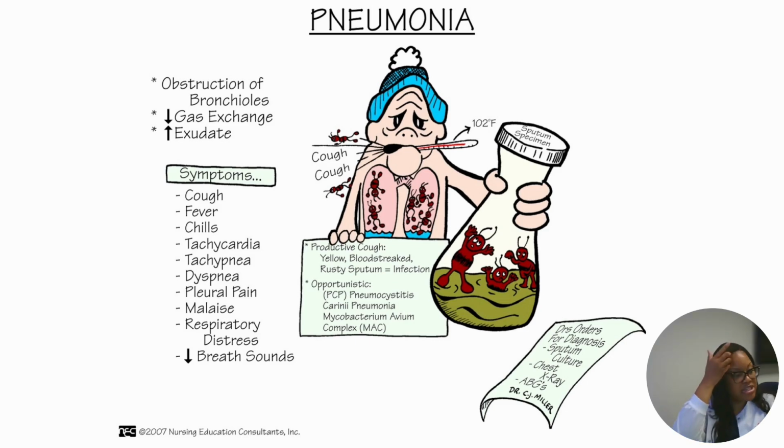They could have decreased breath sounds. They could be complaining of joint pain and aching all over their body. So you want to be aware of different things, because pneumonia can show up in different ways. They may have activity intolerance, not really being able to do a lot because they get short of breath. So those are definitely some things that you want to keep in mind.